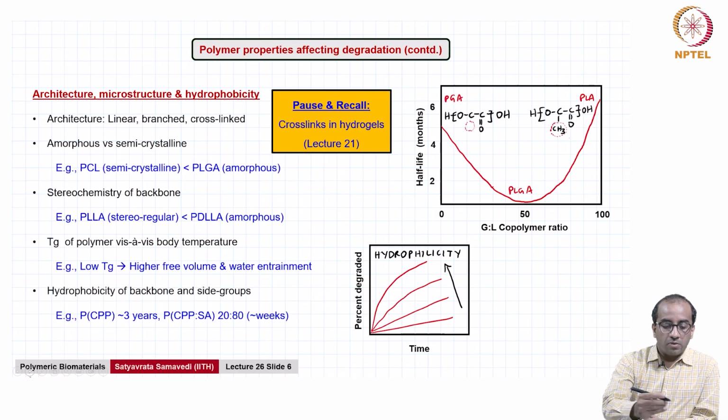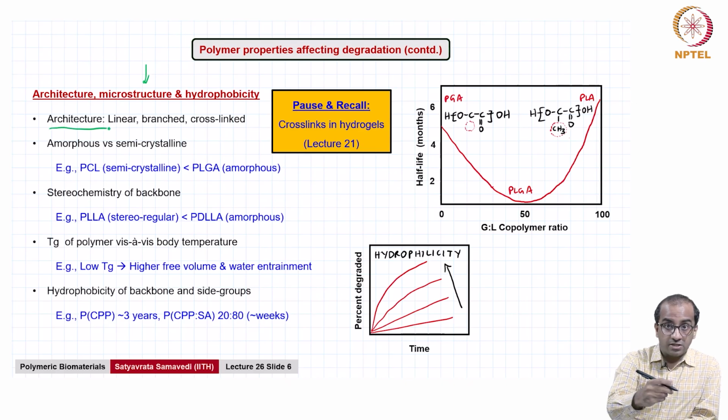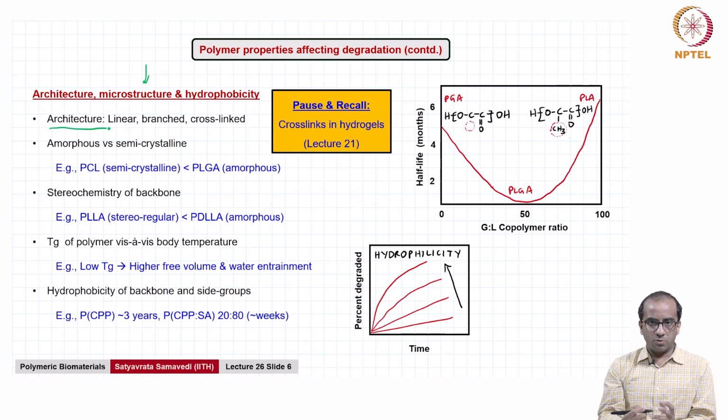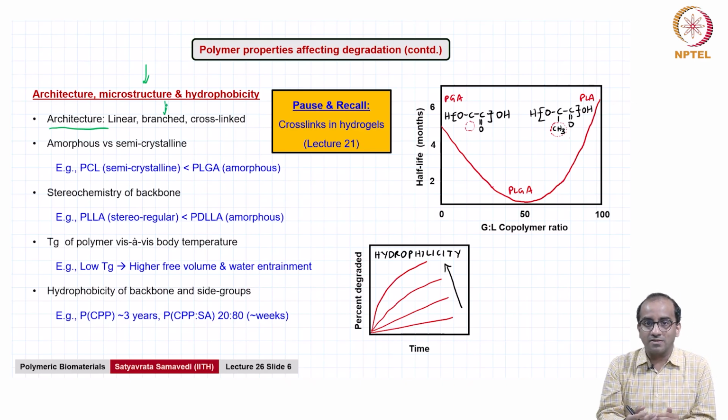Now moving on to looking at architecture, microstructure and hydrophobicity. We have seen in lecture 10 the importance of polymer architecture. We spent quite a bit of time understanding linear versus branched versus cross-linked. And again, what I want you to recall at this point is the interactions that govern the structures of linear, branched and cross-linked polymers. Once you understand what kinds of interactions can exist in these structures, it will be quite easy to understand that branched polymers are going to degrade faster in general. Branching typically increases degradation rates.